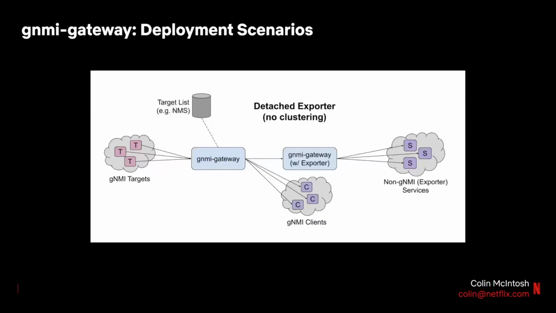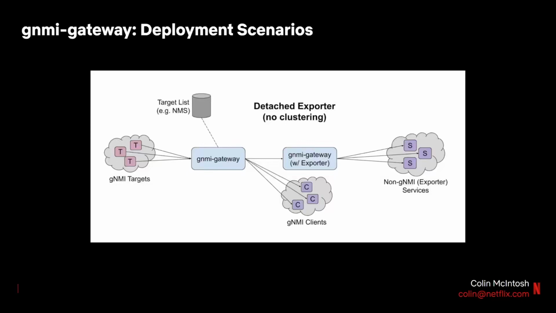So going back to a scenario without clustering, you also have the ability to detach the exporter components from GNMI Gateway and run them on a separate server. We find this useful in situations where an exporter is performing a non-trivial workload that requires dedicated resources, or where we want to separate GNMI Gateway and an exporter for fine deployment control.